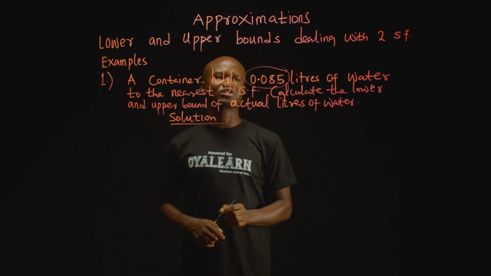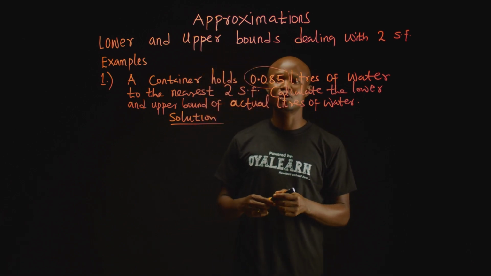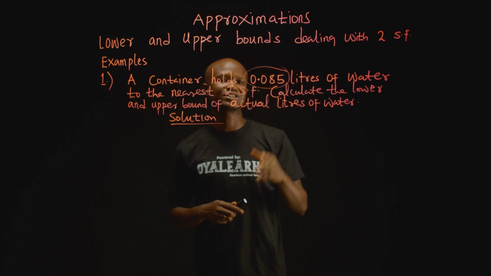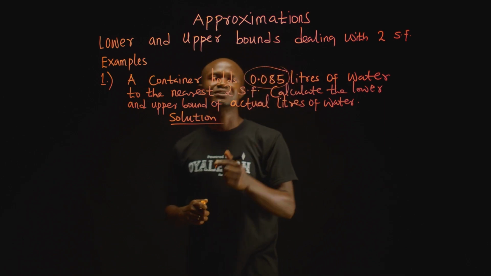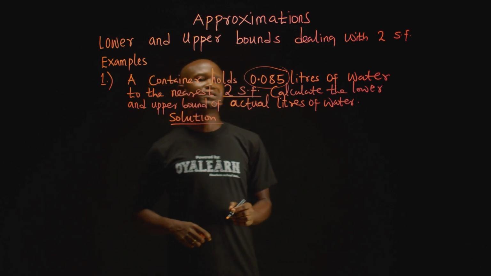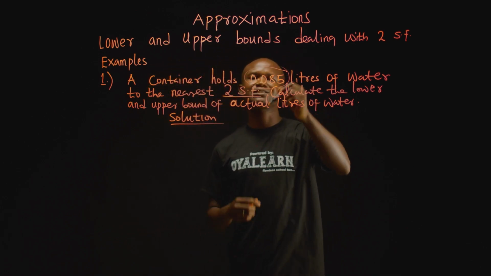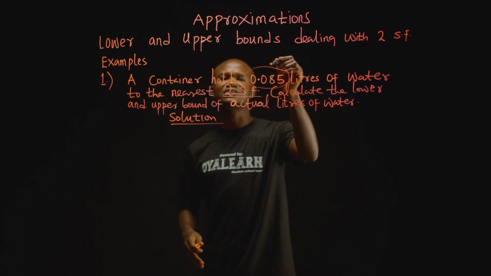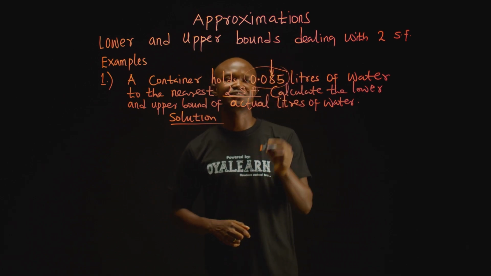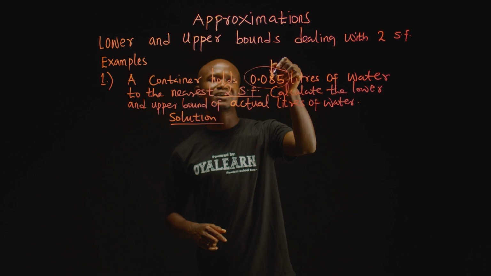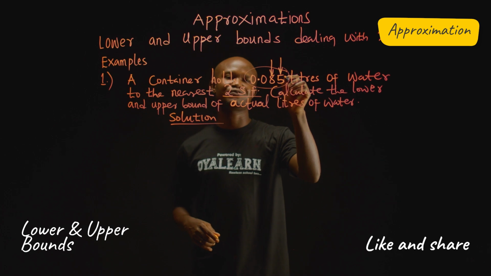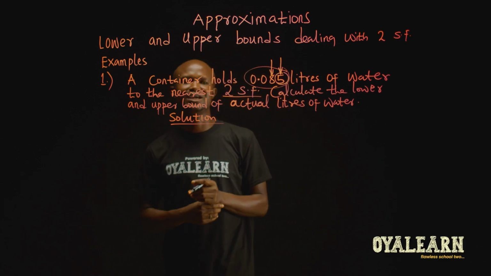Now, the approximate value of the liters of water in the container that we're given is 0.085 to the nearest 2 significant figures. If you are looking at 2 significant figures, you start from the first non-zero digit at the left, which is 8, 1 significant figure, then we have 2 significant figures here. So in summary, when you are looking at 2 significant figures, you consider the last number here.